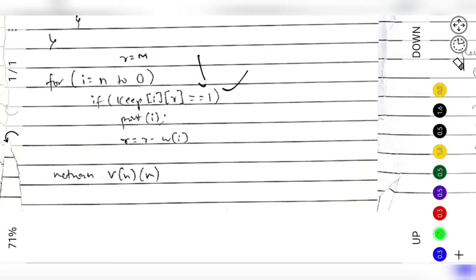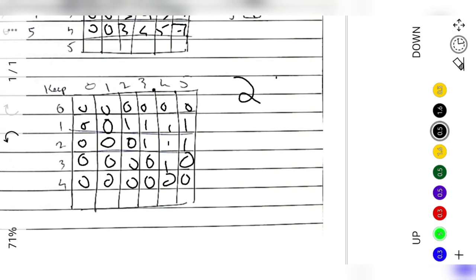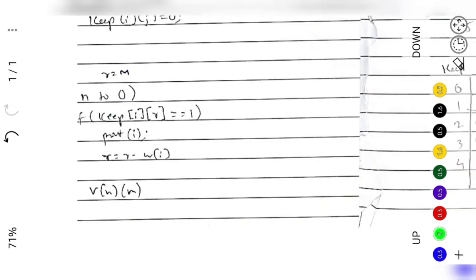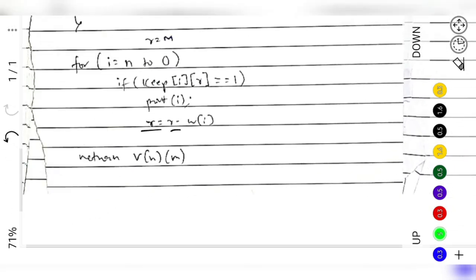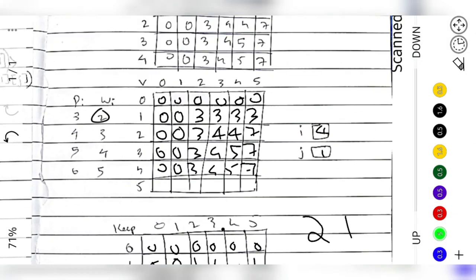Since the value was 1, it will print I. What is I? I is 1. So 1 will be printed here, and then we'll see the next line of code. R is equal to r minus w of I. What is w of I? The weight of the object. The weight of the object is 2. R value is also 2. So the remaining space is completely filled by the object 1.